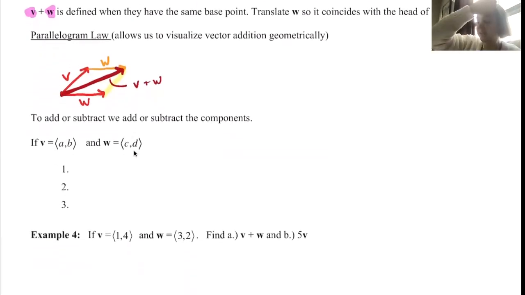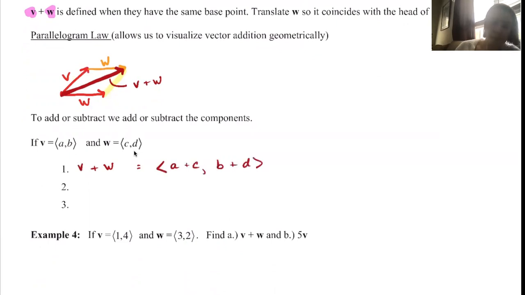To add or subtract vectors, we add or subtract the components. So vector V has the components A, B, and vector W has the components C, D. I have a few rules for you. V plus W would be equal to A plus C and B plus D. Same thing if you subtract them. V minus W would be A minus C and B minus D. And then if you multiply by that scalar lambda, this would be lambda A and lambda B.